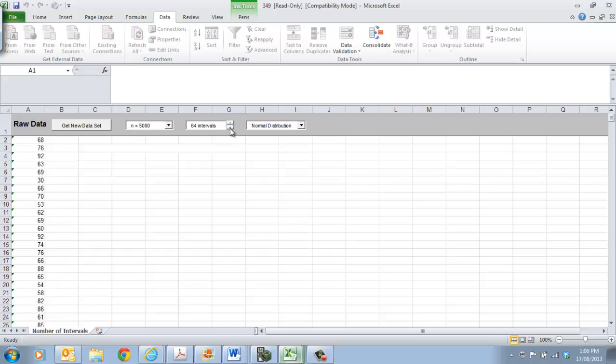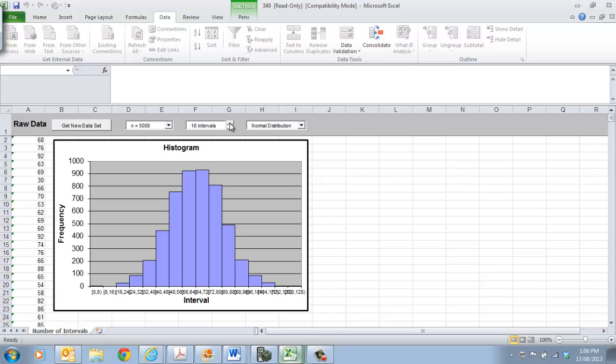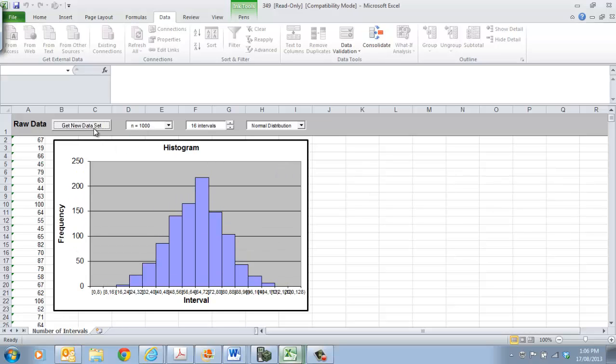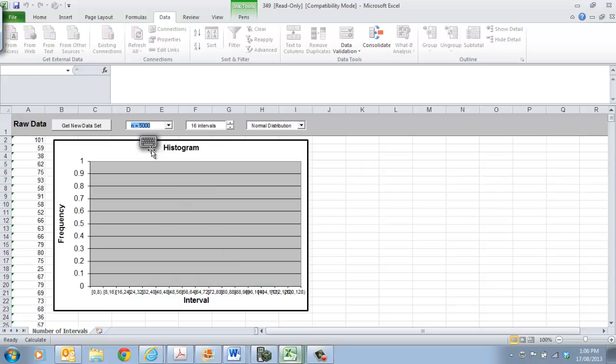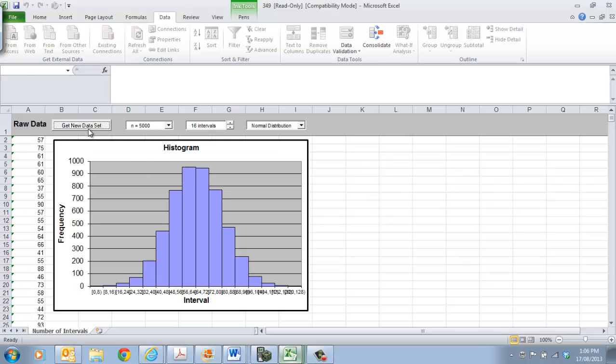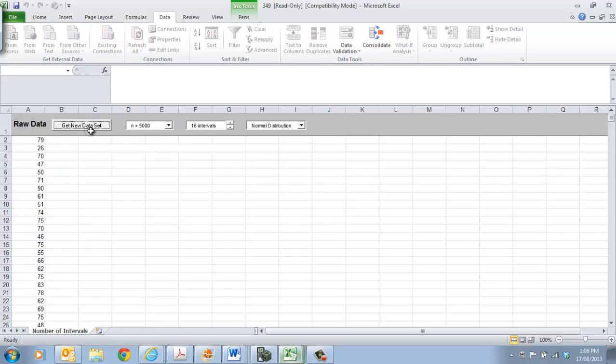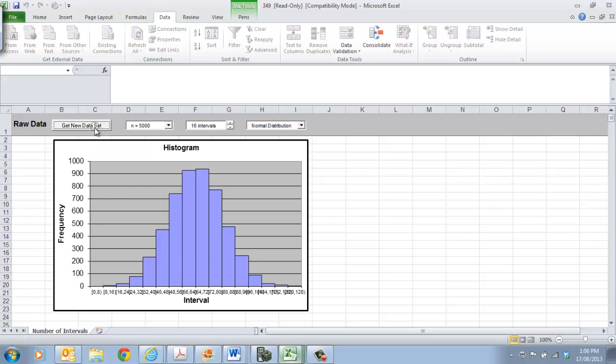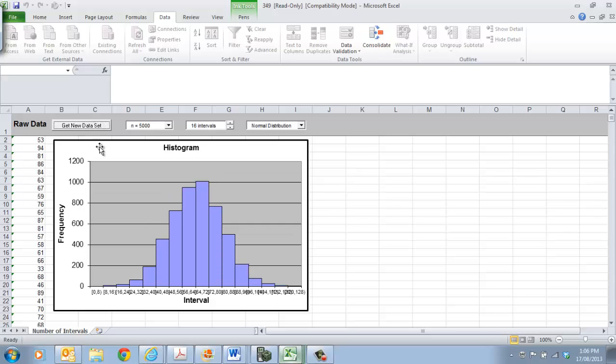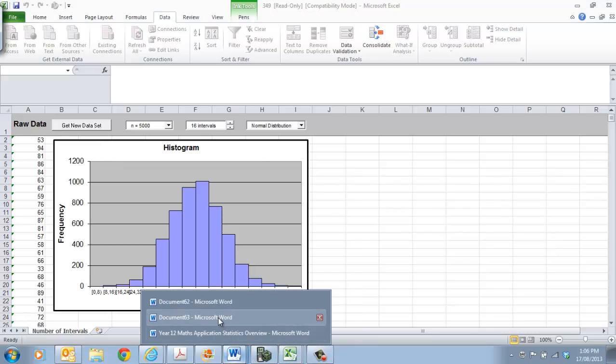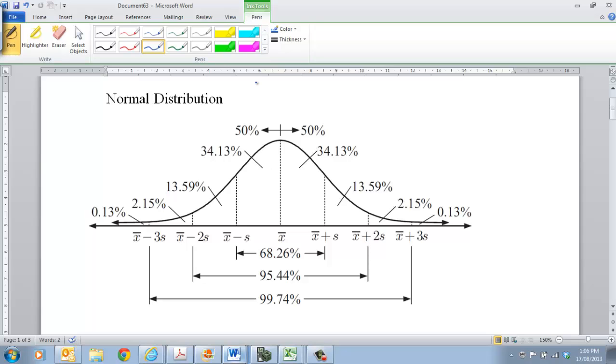Now, if I go to a smaller number of intervals, I can play around with that. If I go to my 1,000, you can see that when we do get a sample, it's not too bad, but you're getting an idea that it will vary a bit. When I go to 5,000 though, my sample is a lot more normally distributed all the time, a lot more consistent. So the more data you have, the closer you're going to get to a normal distribution. That's really the key concept that we want to look at here. Alright, let's go back to our document. So that's what you need to know.